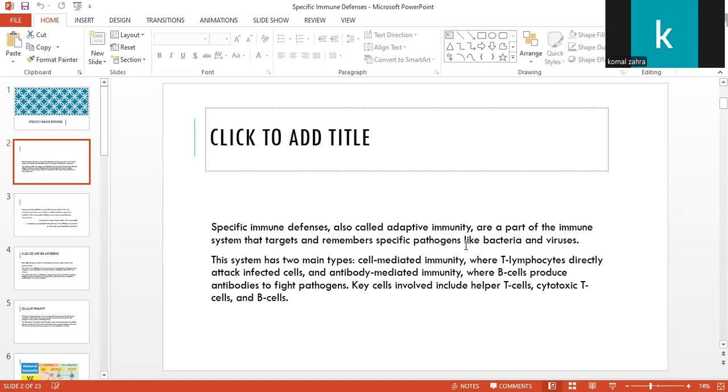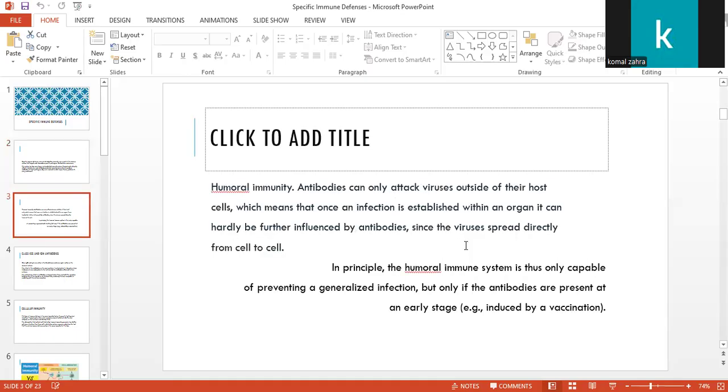Cell mediated immunity involves T lymphocytes that directly attack infected cells, and antibody mediated immunity is where B cells produce antibodies to fight pathogens. So, antibody mediated immunity involves B cells, and cell mediated immunity involves T lymphocytes. One directly attacks the infected cells, and the other involves the production of antibodies to fight against pathogens. The cells involved are helper T cells, cytotoxic T cells and B cells.